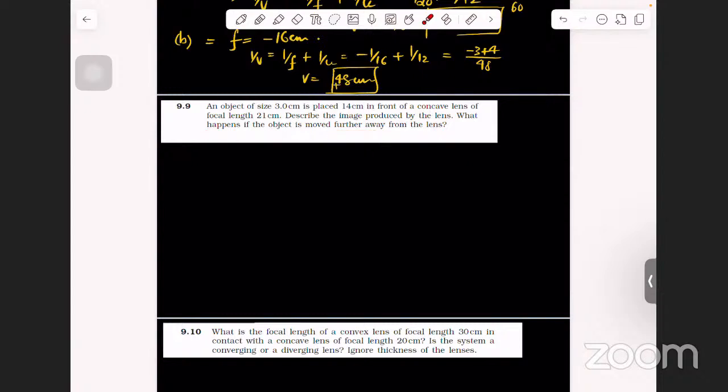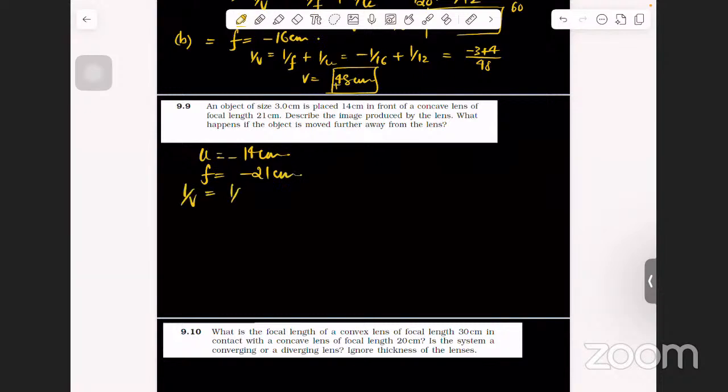This is exactly the same sort of question we did in the first two questions, right? That was the case of a mirror. We have a lens over here. That's the only difference. So I don't think there is any theory explanation needed over here. So let's just get started. The object distance is minus 14 centimeters. Focal length, it's a concave lens, so minus 21 centimeters.